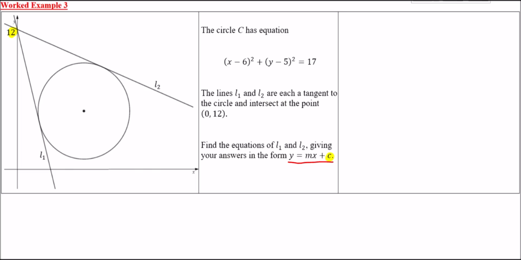So what we could try and do is substitute that y equals mx plus 12 into the equation of a circle. So let's see what happens when we try to do that.